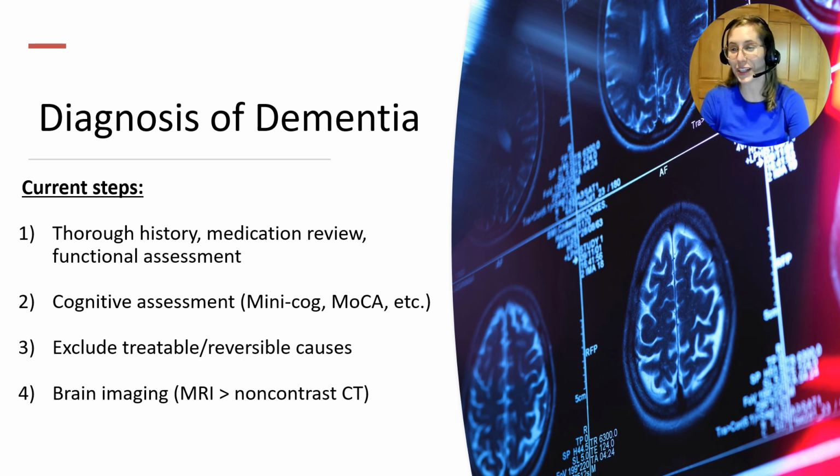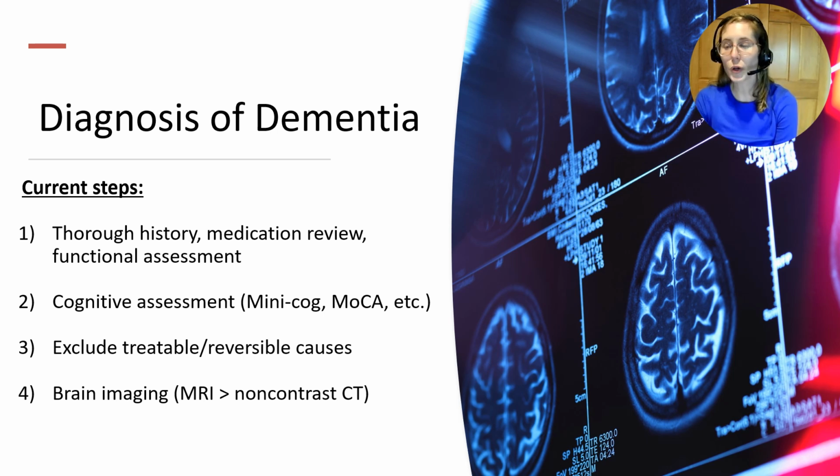So again, I've alluded to this multiple times, but there are dementia mimics. And there'll be a subsequent slide that will talk about some of these in more detail and how you might exclude them. And then this process also includes typically brain imaging, most commonly brain MRI over a non-contrast CT.